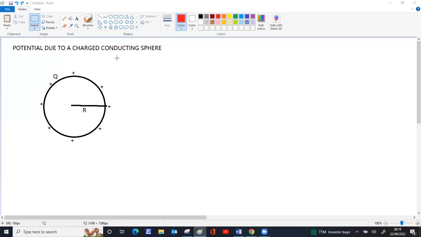Charges can move, whether it is a solid or hollow sphere. If it's a conducting sphere, charges stay only on the outer surface. Radius is capital R, even if it is a hollow or a solid sphere. Even if you try to give charge inside the sphere, due to mutual repulsion, since it is a conducting medium, charges can move. The charges try to keep maximum distance away. They will stay on the outer surface.